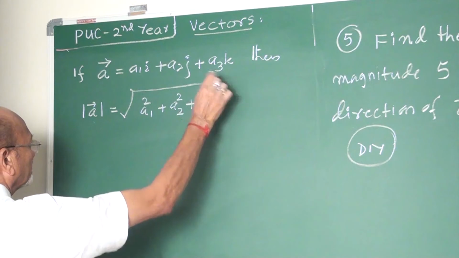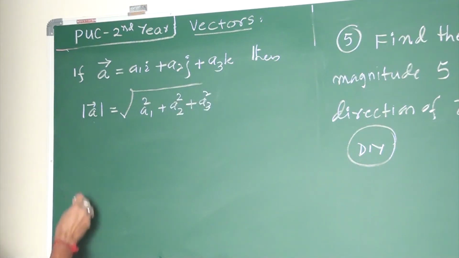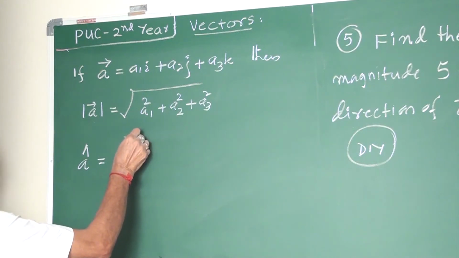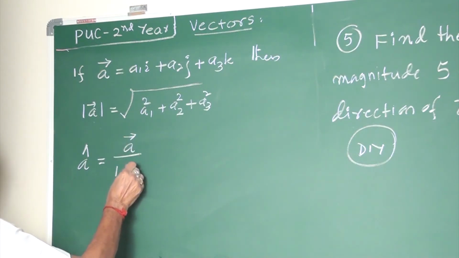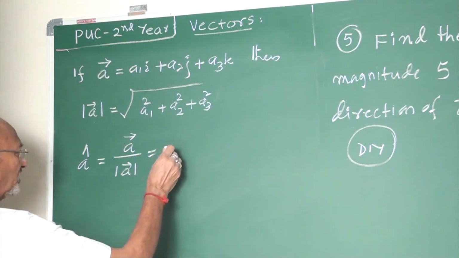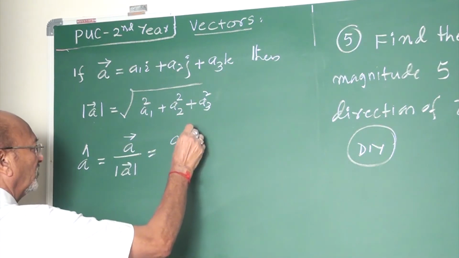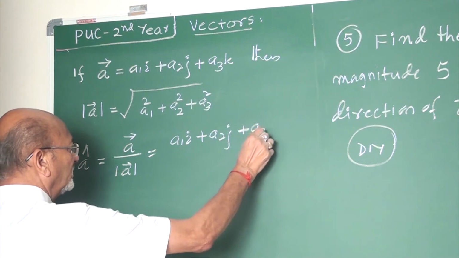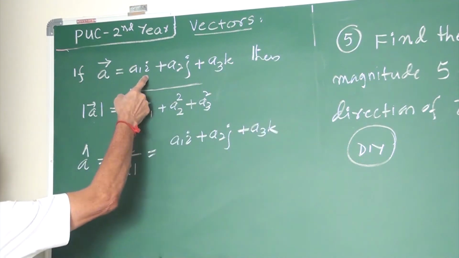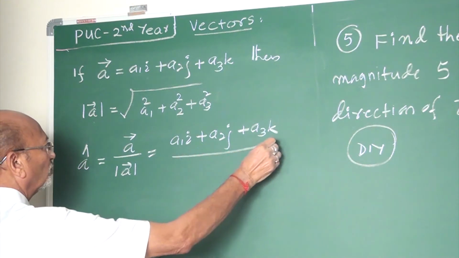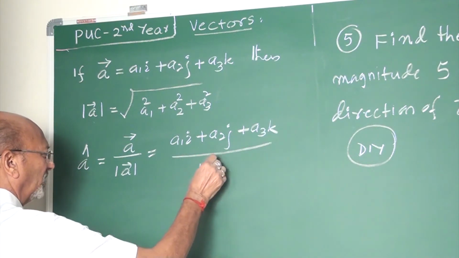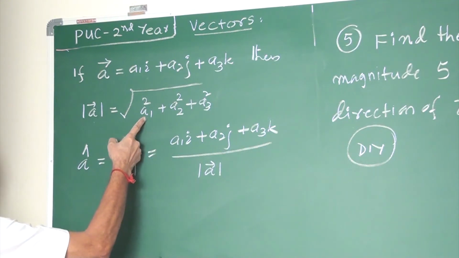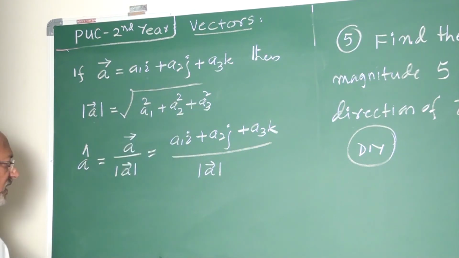Yes, my friends, what is this? Magnitude of A. Then what is A cap? A cap is vector A upon its magnitude. What is vector A? A1i plus A2j plus A3k. What is this? Vector A upon its magnitude. I write in this form only. You know what the magnitude of A is? It is nothing but root A1 square plus A2 square plus A3 square.